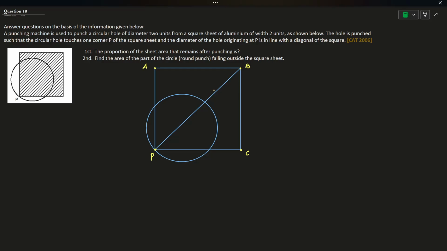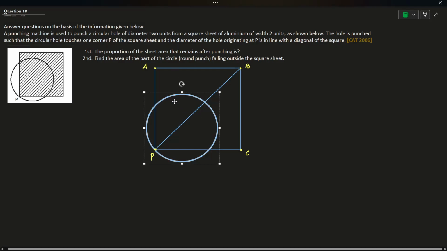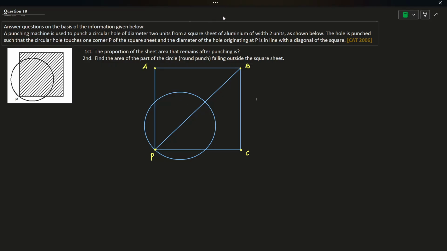The diagonal is also the diameter. Now it's looking like the diameter, right? Diameter means it will pass through the center of the circle. So let's say this is the center of the hole, O. Let's say it intersects at this point X, this is Y. All right, let's say this is T.